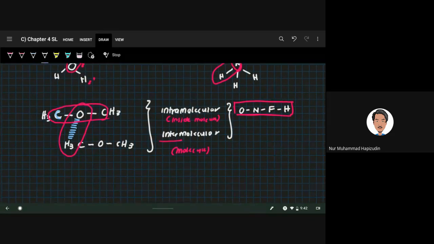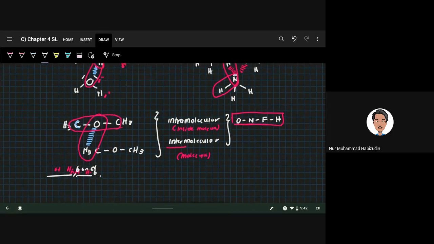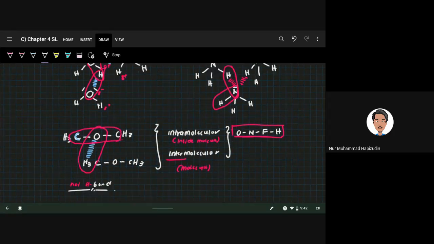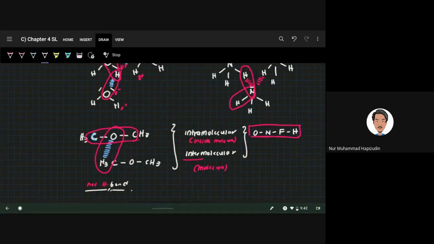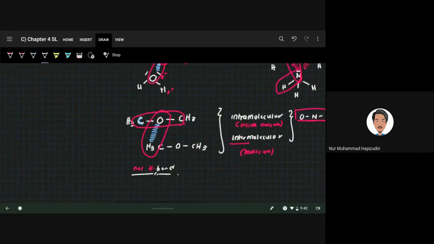So this structure is not hydrogen bond. You must make sure, you must differentiate. If in the test they give an example, you have to draw the structure first and then look at the intramolecular and intermolecular. Is it O, F, N and H? Okay, so that's all for the hydrogen bond.